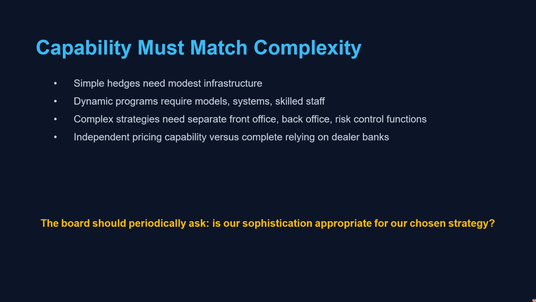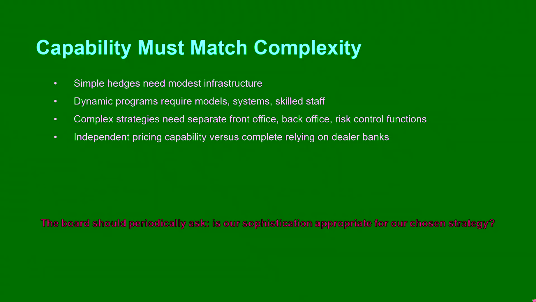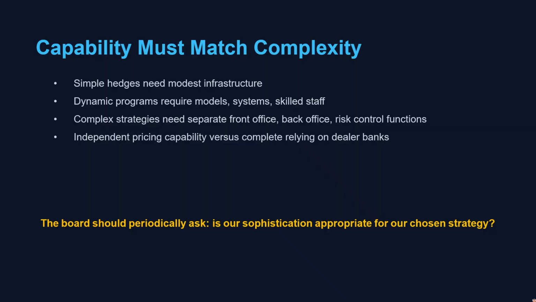This is also where model risk enters. A complex strategy is not truly controlled if the firm relies completely on dealer pricing and does not have internal capability to understand valuation, sensitivity, and scenario behavior. The board level question is simple but powerful. Is our sophistication appropriate for our chosen strategy? Many historical failures occurred because firms adopted structures that exceeded their own control capacity.